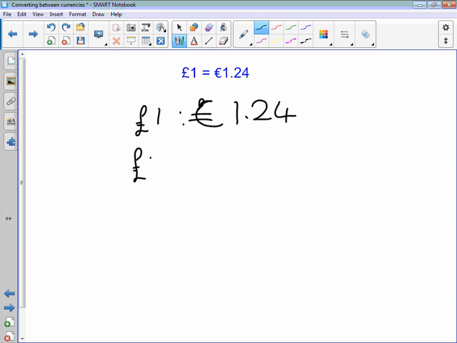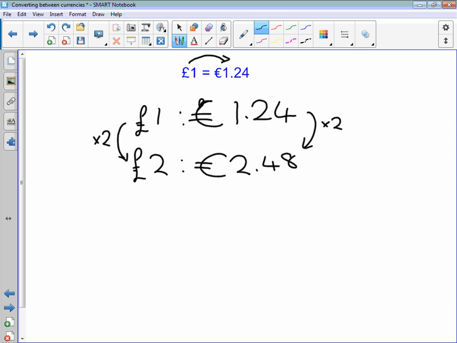So I want to look at £2 to make an equivalent ratio. I think, what do I need to multiply 1 by to get 2? And that's 2. So whatever I do to the left-hand side of my ratio, I must do to the right-hand side, and that gives me 2.48 euros. This means if I want to go from pounds to euros, I need to make sure I multiply.